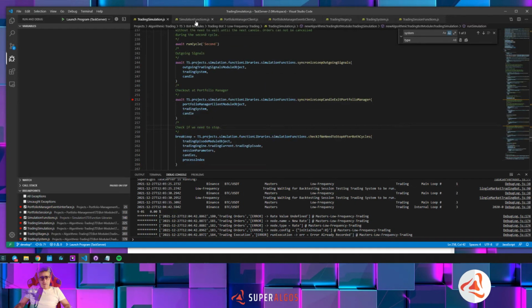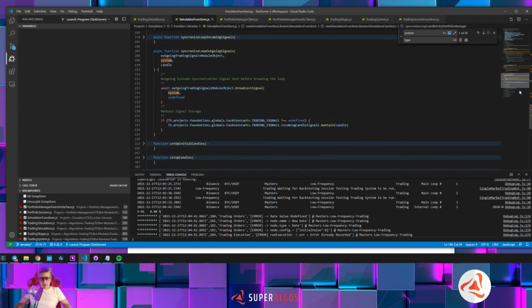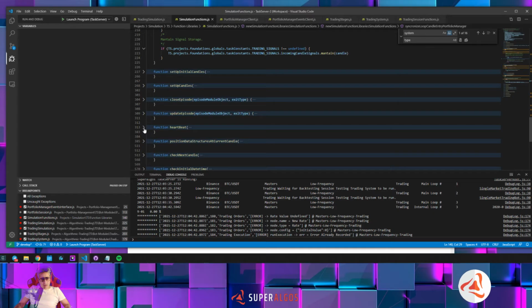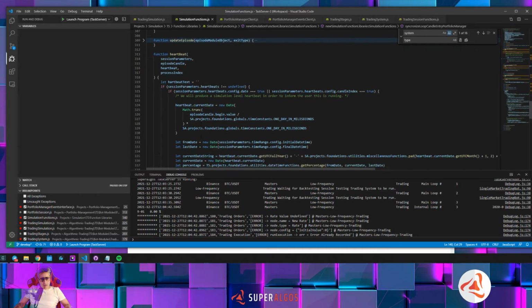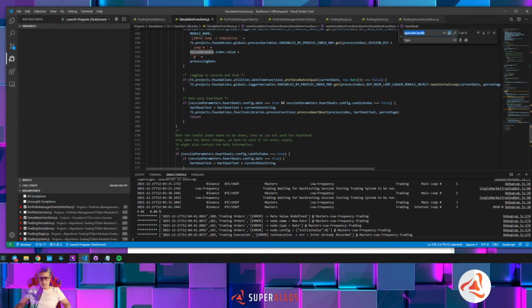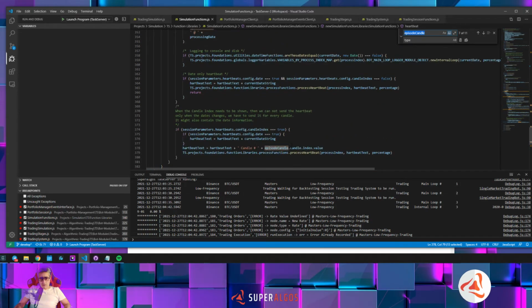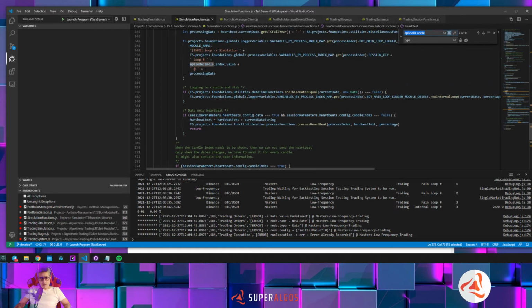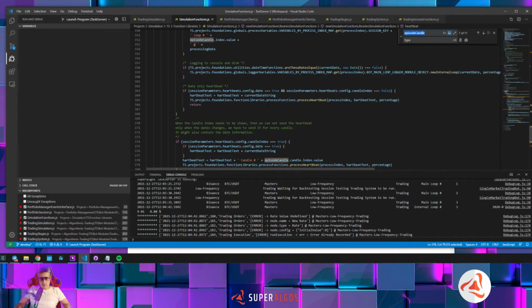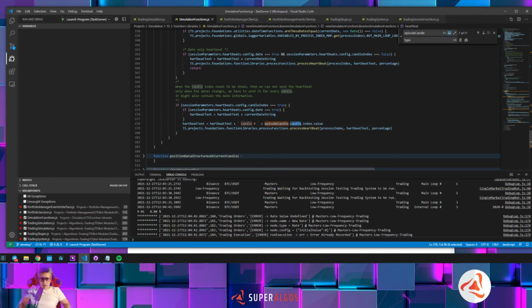Simulation functions. 378. We're almost there. 378. Okay, if I have episode candle, then it's not candle index but just index value. So a bug here.